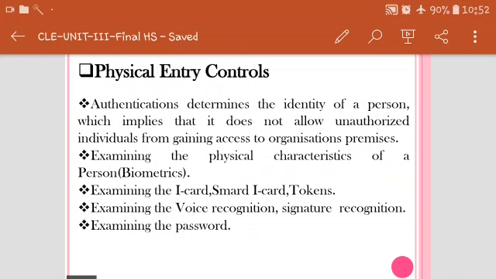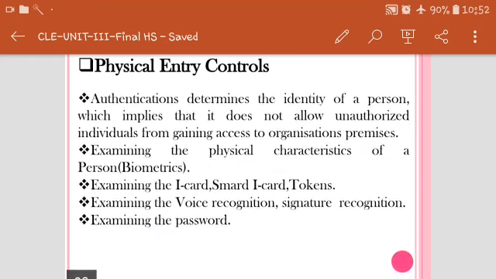Now, examining the physical characteristics of a person, that is a biometric scan. Suppose this person is an employee of an organization, so take the biometrics of that person and then allow them into the organization premises. Examining the I card, smart I card and tokens. If a smart card and tokens are given to that employee, examine those things, and check whether that person has the smart identification card and token.